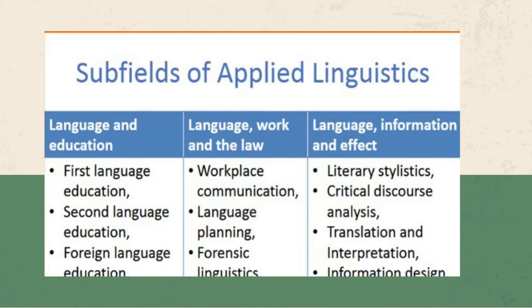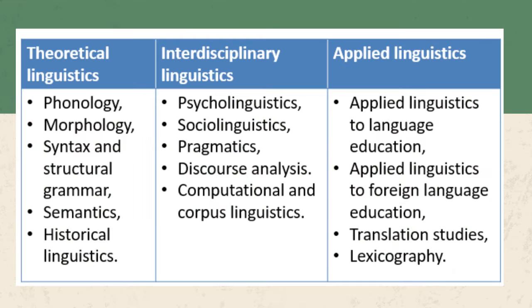In language, information, and effect, we have literary stylistics and critical discourse analysis. We also have translation and interpretation as well as information design. So here is the relationship of theoretical linguistics, interdisciplinary linguistics, and applied linguistics. So they are subdivided and categorized.